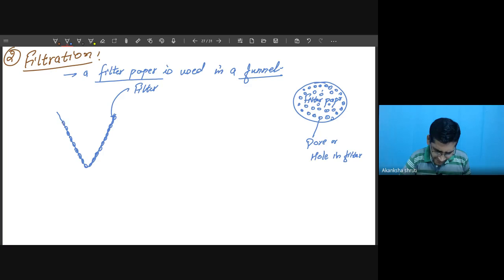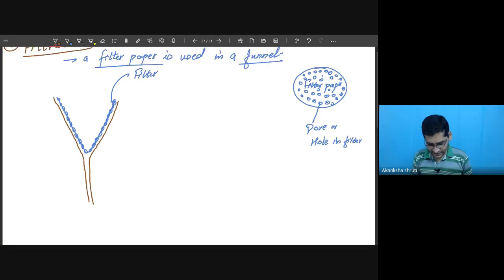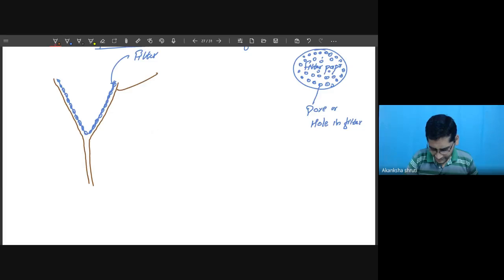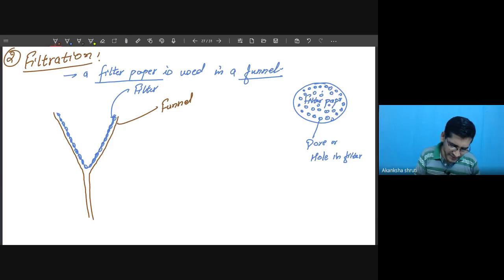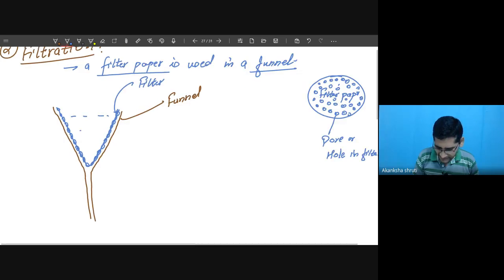Student, this filter paper will not remain as it is, so it is placed inside a funnel. This is what? Funnel. This complete funnel. Okay. Now the mixture is placed inside this. The mixture is again what? The water and sand.